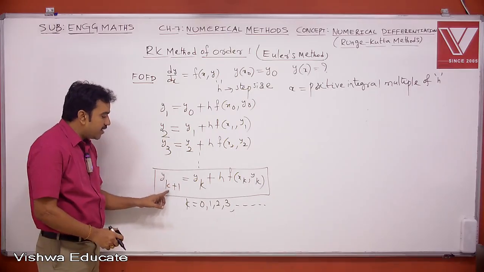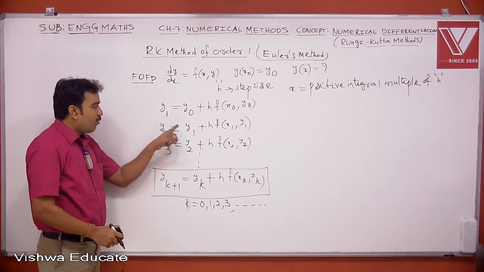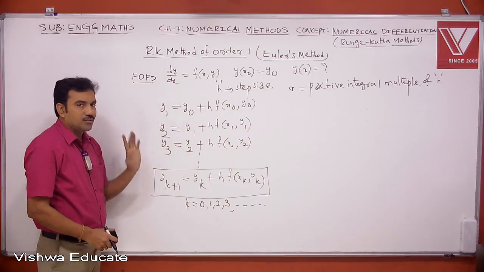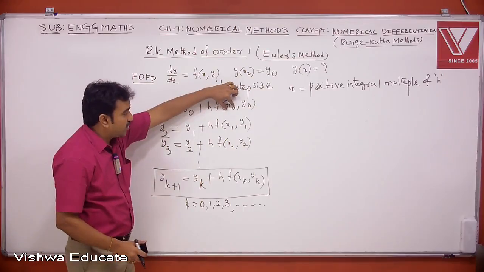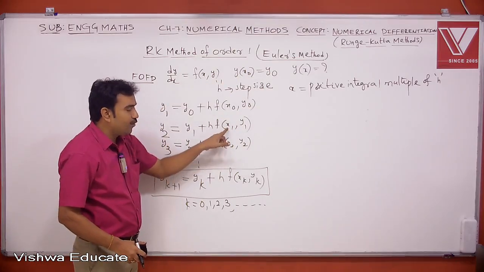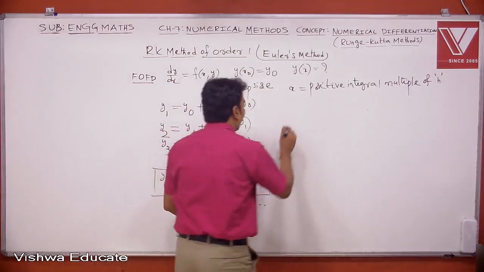Now the current value depends on the previous value. So y3 depends on y2, y2 depends on y1, y1 depends on y0. Now, what are the unknowns in this equation? x0 is given, y0 is given, but you don't know what x1, x2, x3 are. Now, let us see what x2 is.